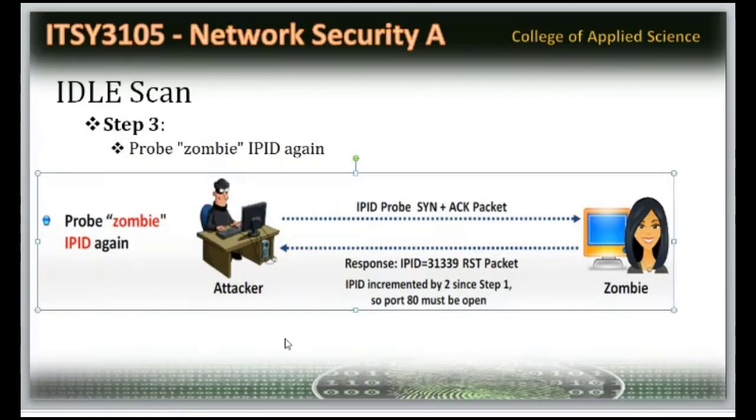You can see what is happening here. In step number 1, I gave the same thing, a sync plus acknowledgement packet, which we discussed in the slide before. Now this zombie is going to give the reset packet with the IP ID, but now you can see the IP ID will be increased. IP ID incremented by 2 since step number 1. So port number 80 must be open.